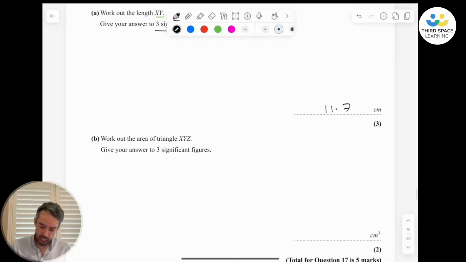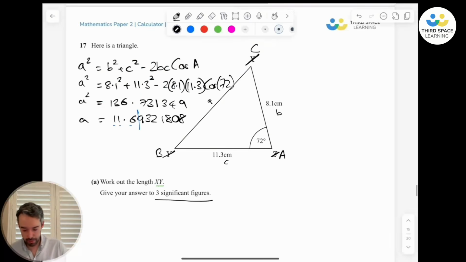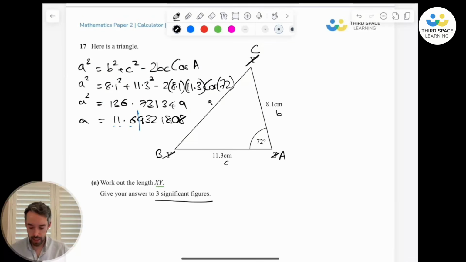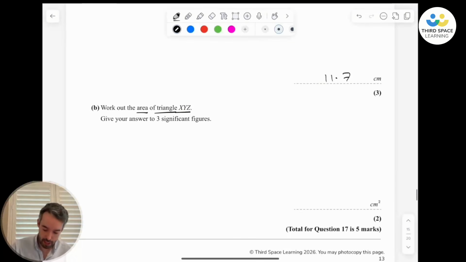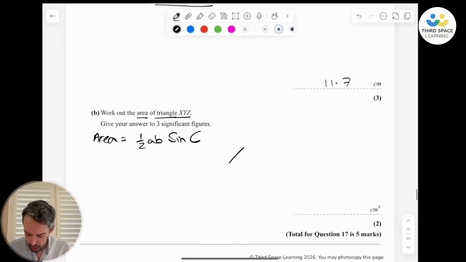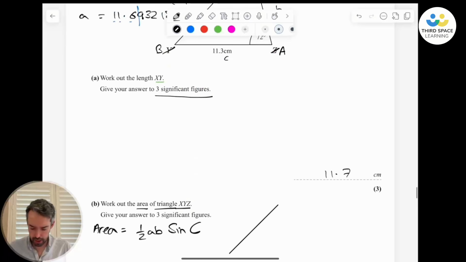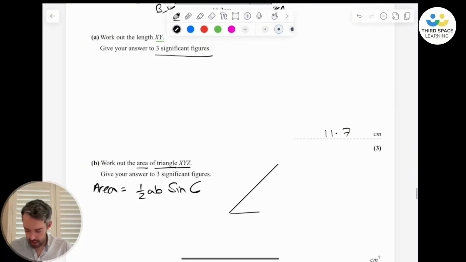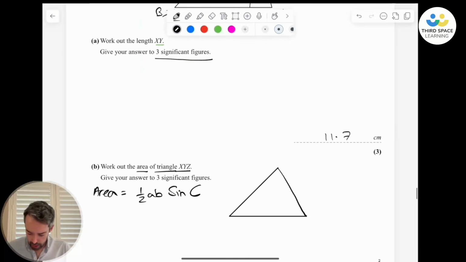Now it says work out the area of the triangle. Right. So area of a triangle would normally be half times base times height, but we don't have the vertical height of the triangle here. So we can use a different formula, and that formula is half ab sine capital C. So let's just do a quick sketch of the triangle here to help us visualize it. So that's one side, and that's the other side, and that's the other side. And we know that that angle is 72 degrees.